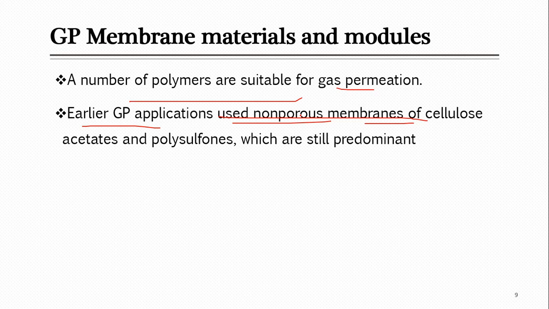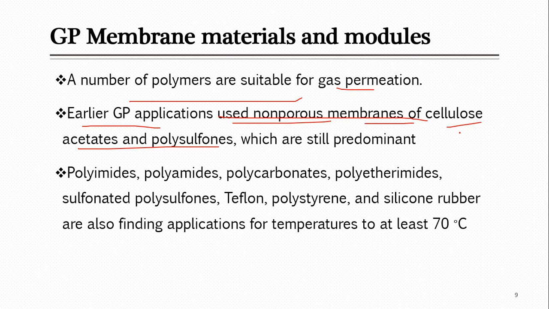So non-porous membranes of cellulose acetate and polysulfone were used for gas separation, and they are still dominant, being used in many industrial applications. You can recall the Pakistani gas plant which he mentioned, that it's using cellulose acetate membrane, and that plant was installed in about 2004 and is still using the same kind of membranes.